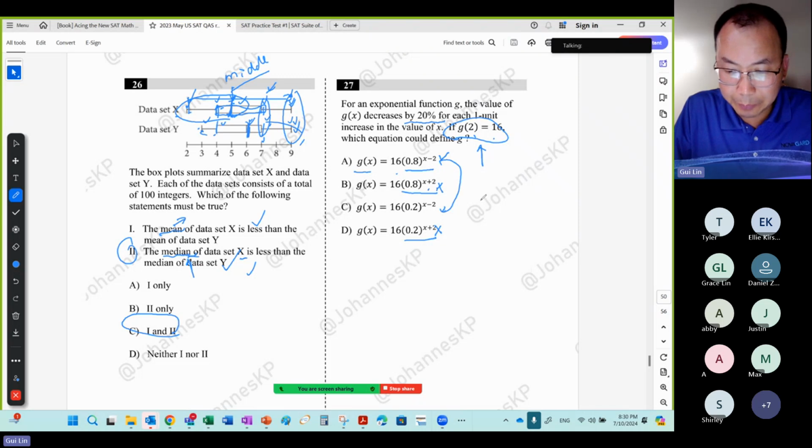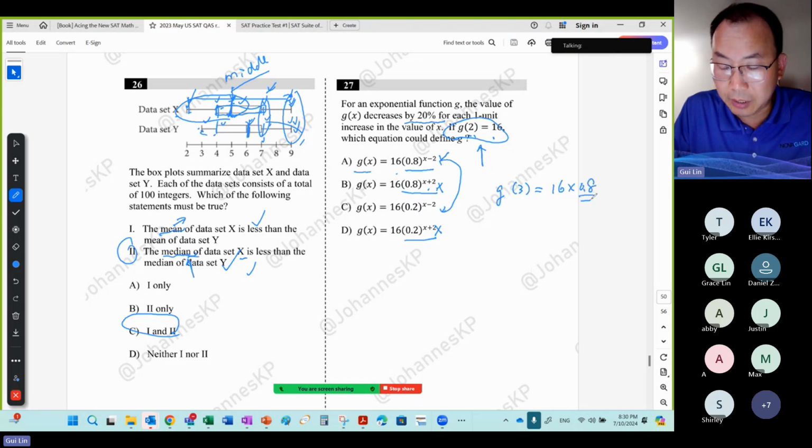All right, let's see. So decreases by 20%. Right now g(2) is 16. So if x increases to 3, this one will be times 0.80. It decreased 20%, so it means 80% remains, right? So if you put 3 here, you should get 16 times 0.8.